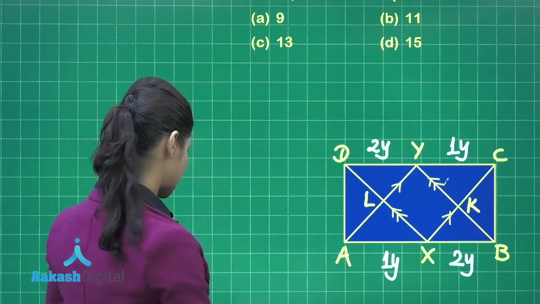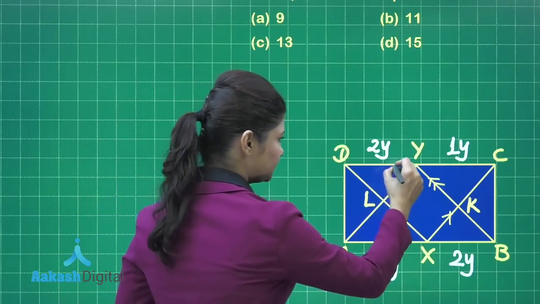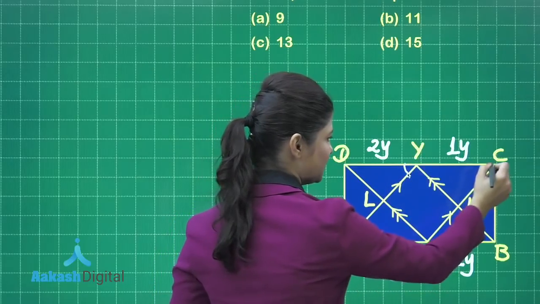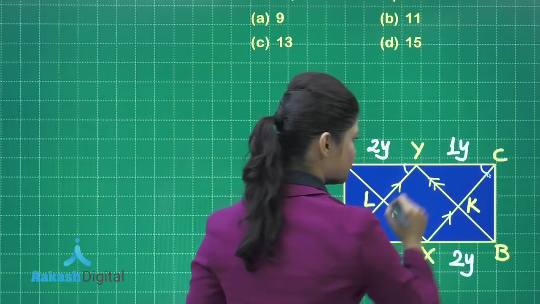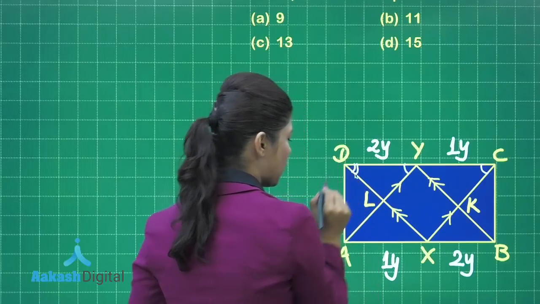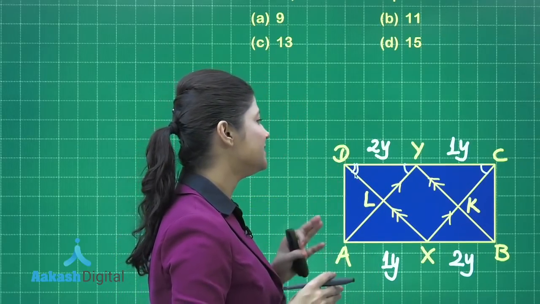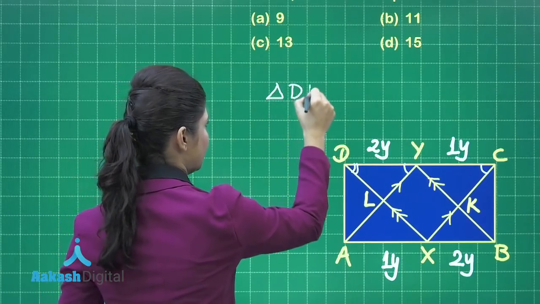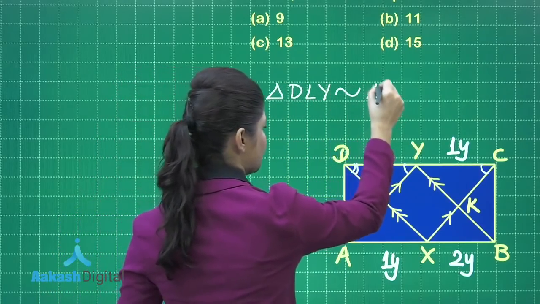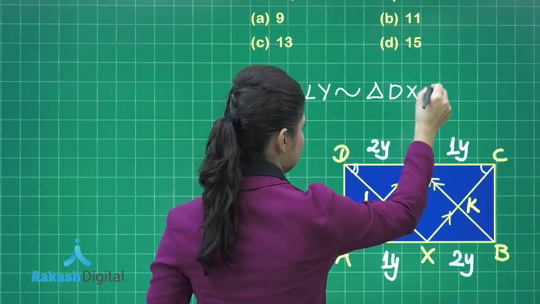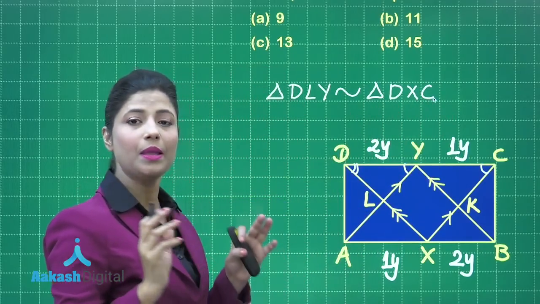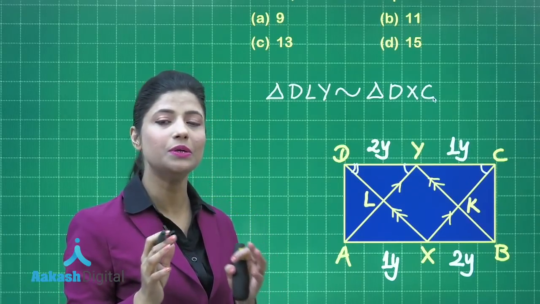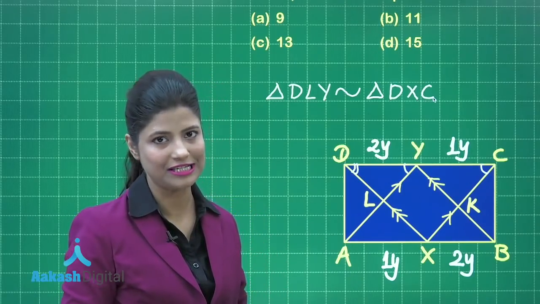Taking that into consideration, you can clearly see here that as these two lines are parallel, I can say that LY is parallel to XC. So this angle is a corresponding angle. And this is a common angle to both the triangles DLY and DXC. So I can say that triangle DLY is similar to triangle DXC. Taking that into consideration, you know that the ratio of areas of two similar triangles is equal to the ratio of the squares of their corresponding sides.